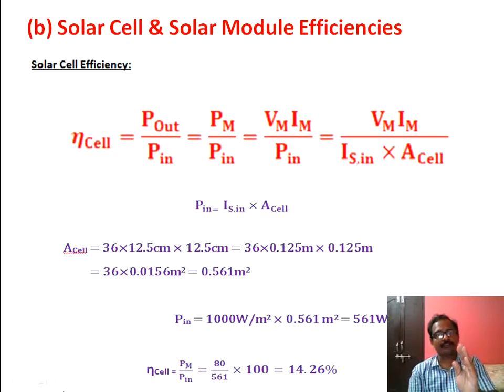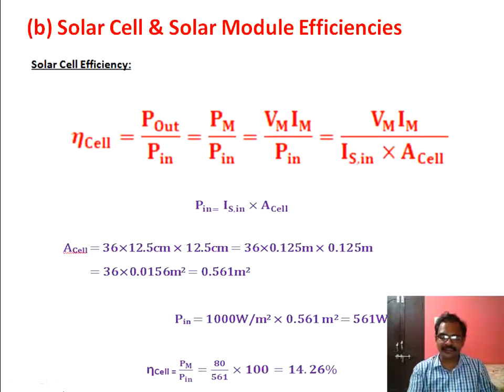The output power is known as PM, whereas the input power is P input. The output power is the maximum power, which is V maximum into I maximum, and the input power is calculated as solar radiation intensity into area of the cell. Now let's calculate P input and P maximum.